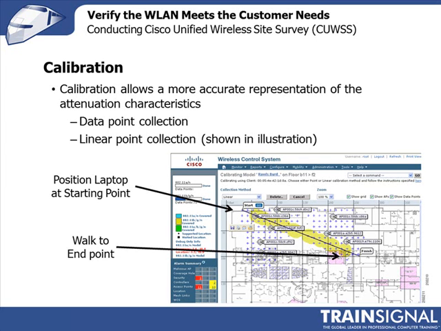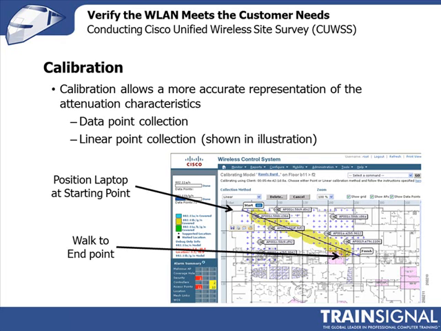Now, there are two types of calibrations. One's called the data point collection, and the other is called the linear point collection. And the latter one is actually shown in this diagram. Now, the data point collection, as the name might suggest, is where you go to a specific location, and you take a measurement there. And then you go to another location and take a measurement, and another location, take a measurement, etc.